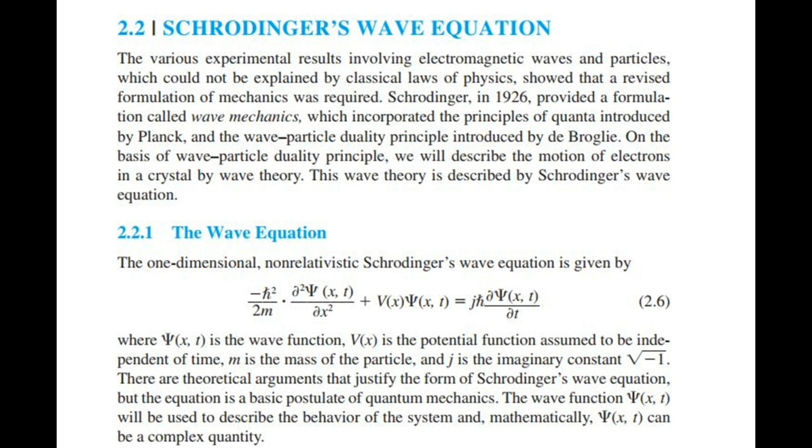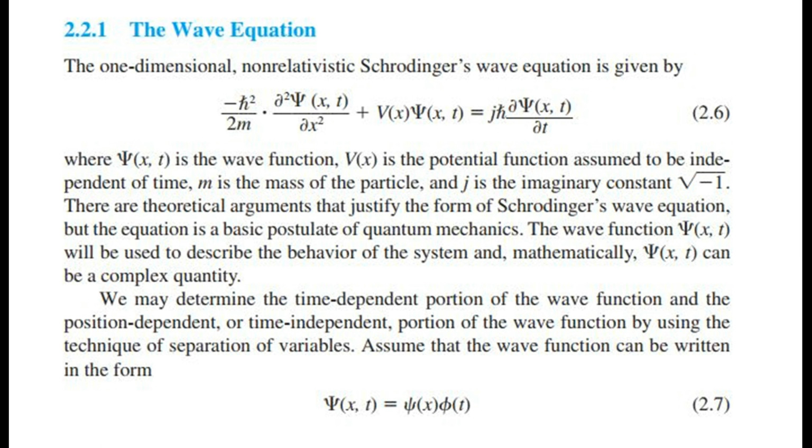The wave equation. The one-dimensional, non-relativistic Schrödinger's wave equation is given by [equation], where Ψ(x,t) is the wave function, V(x) is the potential function assumed to be independent of time, m is the mass of the particle, and j is the imaginary constant. There are theoretical arguments that justify the form of Schrödinger's wave equation, but the equation is a basic postulate of quantum mechanics.